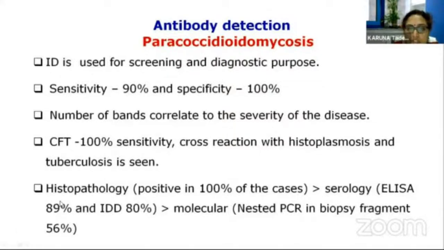Histopathology is positive in almost 100% of the cases. And for serology, ELISA correlation is 89%. Immunodiffusion is around 80%. In those cases where detection with histopathology was done and it was 100% positive, the serology was lower. So histopathology always supersedes serology in paracoccidioidomycosis. And lastly, what is falling in line for paracoccidioidomycosis is the molecular test.